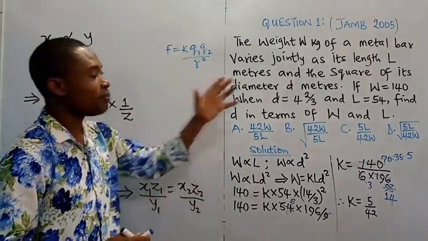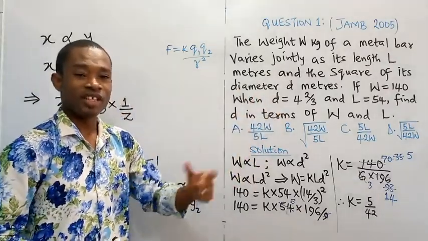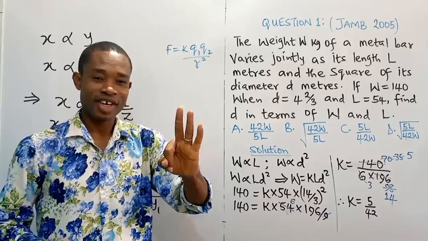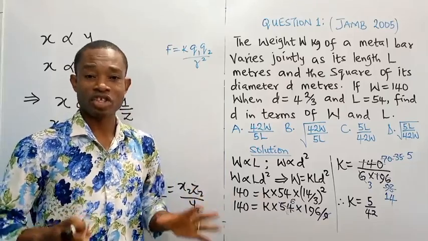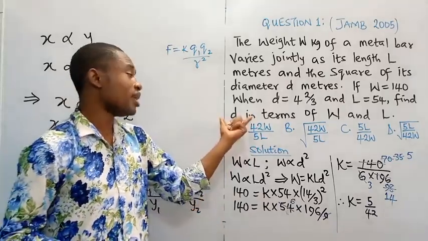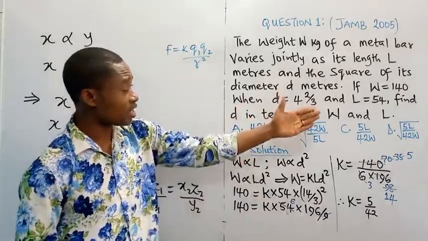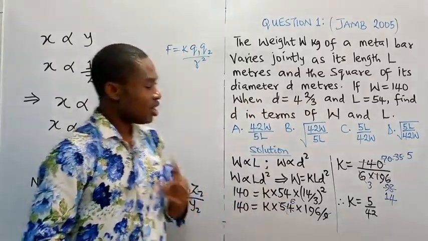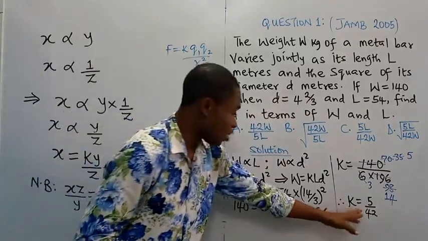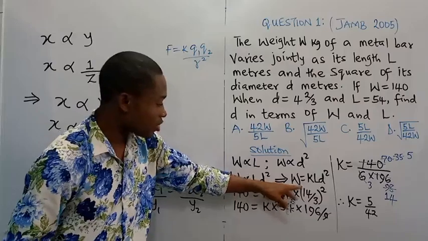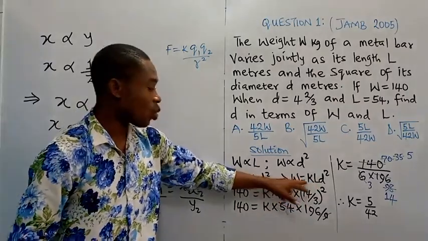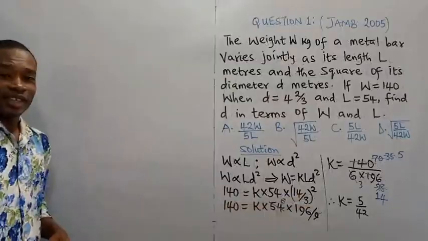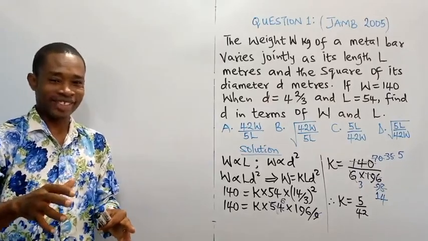Now we are going to establish the relationship, the equation, the formula connecting these 3 variables W, L, and D. Once we establish that relationship, our problem is solved. We will now make D the subject of the formula, because the examiner said we should find D in terms of W and L. I hope you are ready for that. Okay, so we are going to proceed. This k we got, 5 over 42, we'll come back to this equation and fix it. W is equal to 5 over 42 LD squared. Alright, I hope this is making sense to you, right?